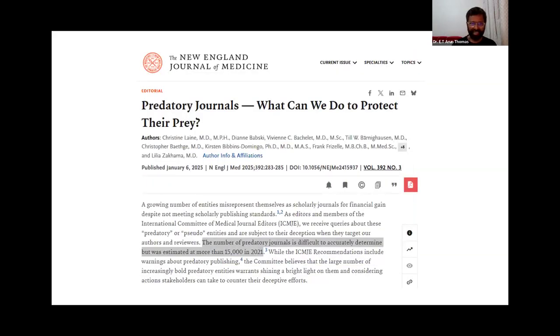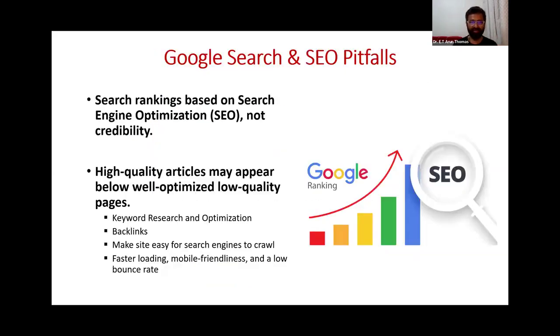In an NEJM editorial in January 2025, they say that there were nearly 15,000 predatory journals as of 2021, which you can find on the internet. So researching and getting information from any of these articles in predatory journals is going to harm your patients, because they are not original facts. Very likely they can all be cooked facts, because good researchers won't publish their good articles in any predatory journal.